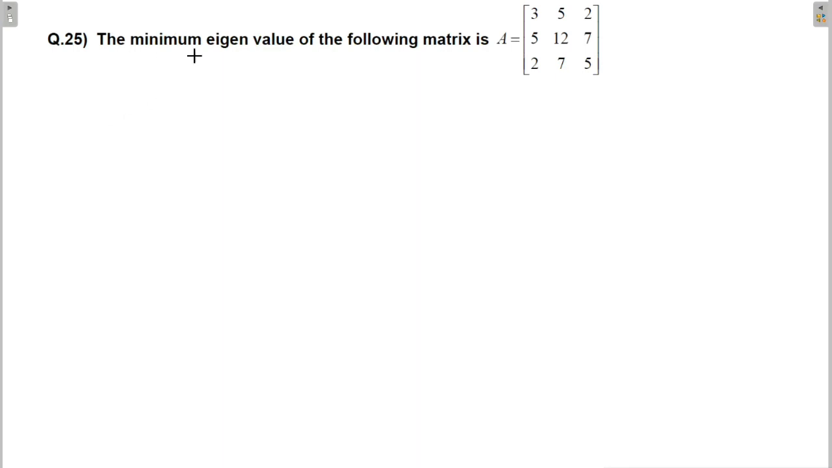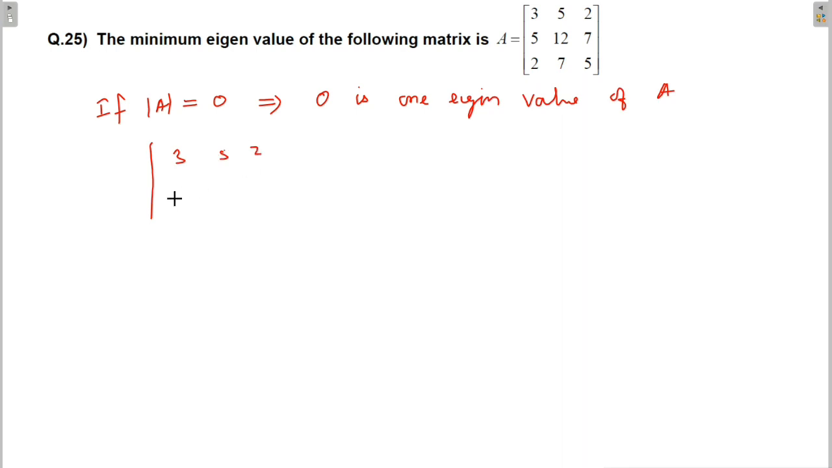Next question: find the minimum value of the following matrix. So now I am going to find the determinant. Suppose if determinant of A is 0, it means definitely the value 0 is one eigenvalue of A. So if you take the matrix A, by using some row-wise linear transformation, it is very easy to reduce the elements.